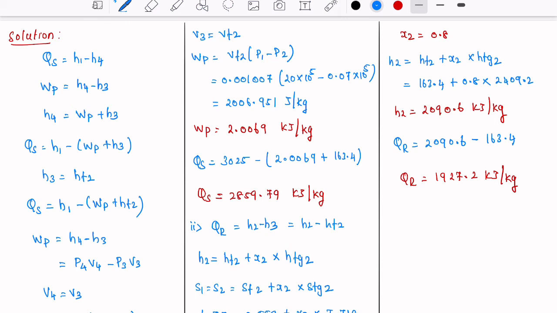Next we can find the value of work done. The value of W is equal to heat supplied minus heat rejected, and we have the values of QS and QR. By substituting this, you can get the work done value. That is, QS is equal to 2859.7 minus QR, which is 1927.2. From this, the value of W is calculated as 932.5 kilojoule per kg. Okay, we have found out the work done.